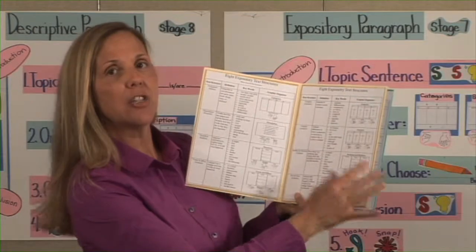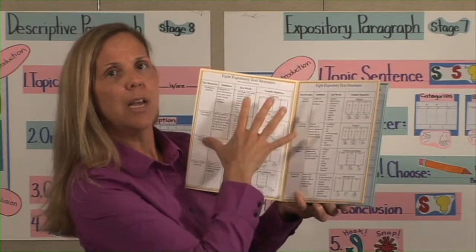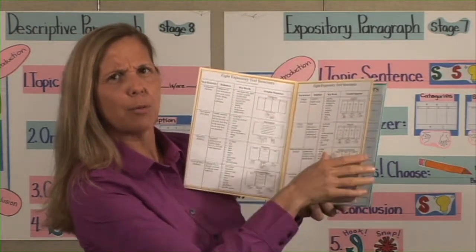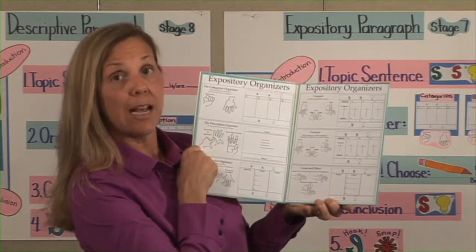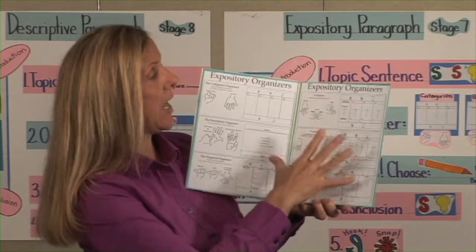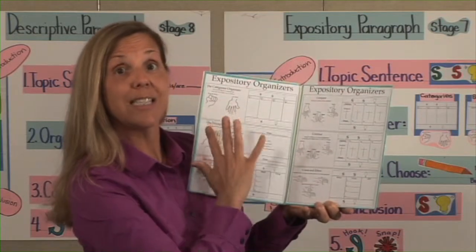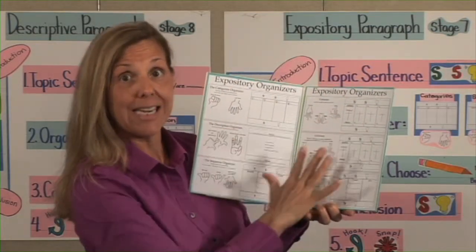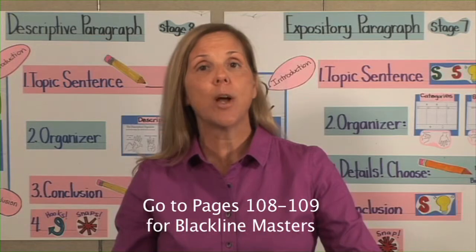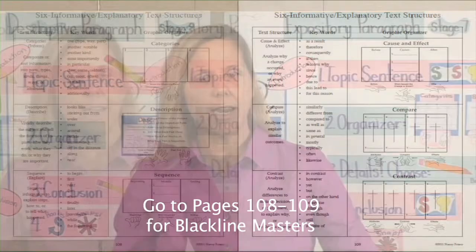So the first 2 pages have the organizers on them, and it's small with a lot of information. The second 2 pages have the 6 organizers, but now they're large with the hand signs. The whole idea here is for kids to see them all together. Please turn to page 108, 109.